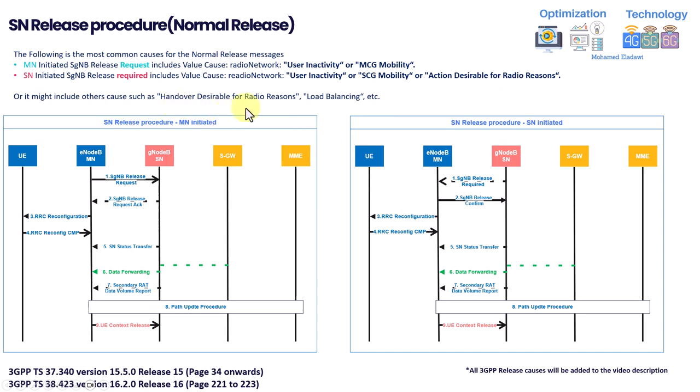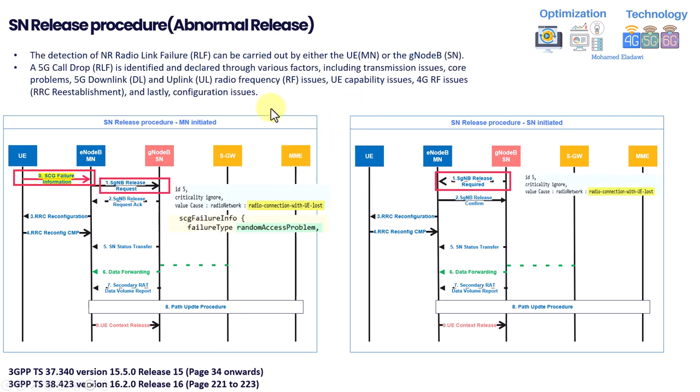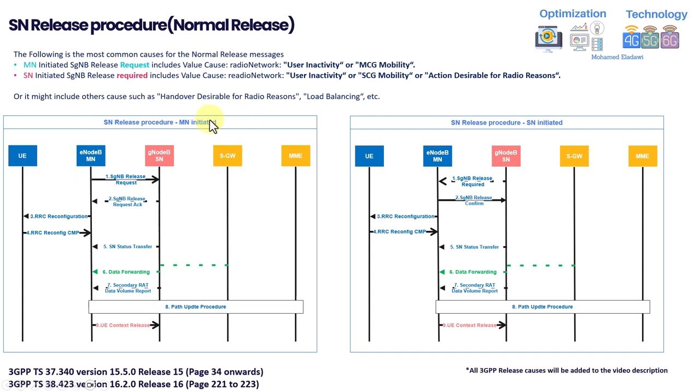We have many other causes, but what is mentioned here is the top. So let's move forward and see what we have for the inactivity normal release. Then we'll also discuss the abnormal release in the next slide, and go through the details for each of those. So here, as you can see, first the normal release. Abnormal release will be exactly the same, but just the cause within the release request will be different. For example, here we'll have user activity, MCG mobility, and the abnormal release will have, for example, UE connection loss.